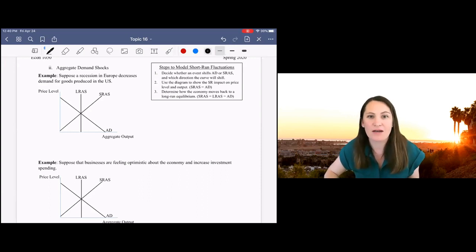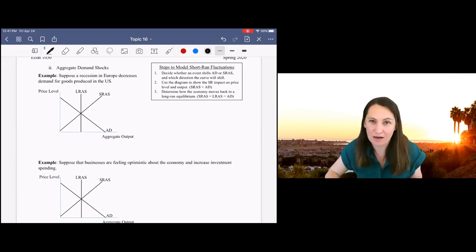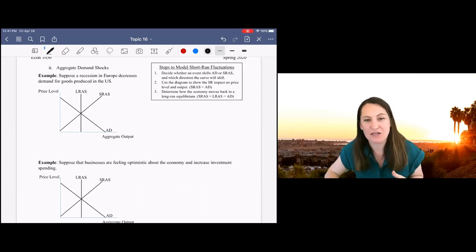through them. All right, so first, we're going to take the event given and decide whether that event shifts aggregate demand or short-run aggregate supply or long-run aggregate supply, although that would not be a business cycle fluctuation. And then we're going to think about which direction it shifts. Then we're going to use the diagram to show the impact in the short run.